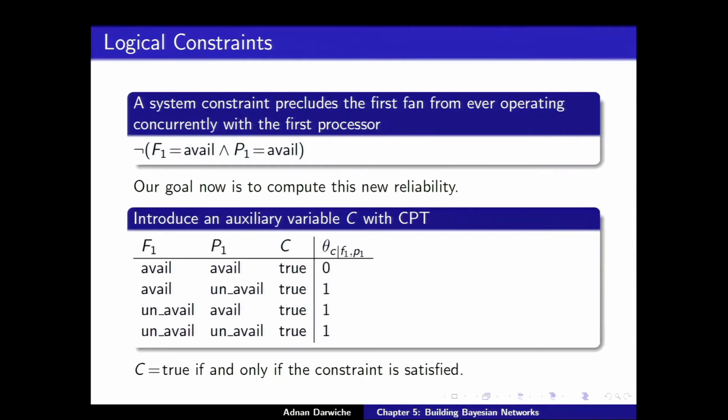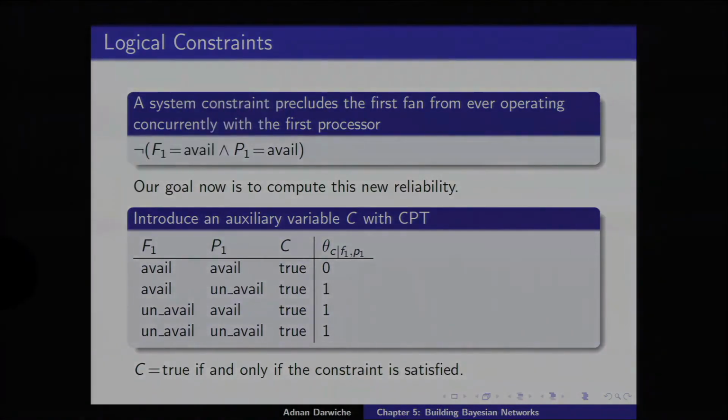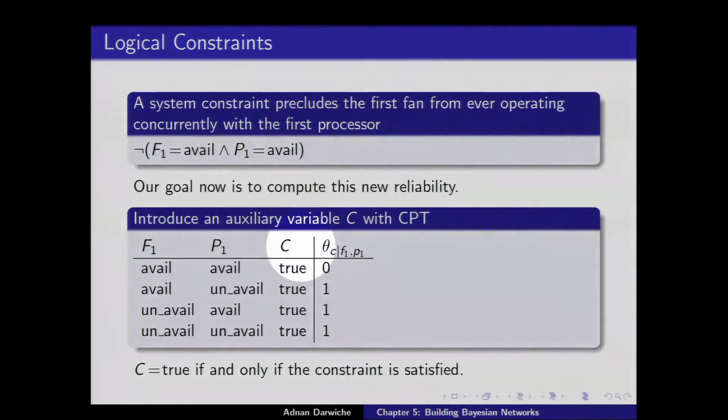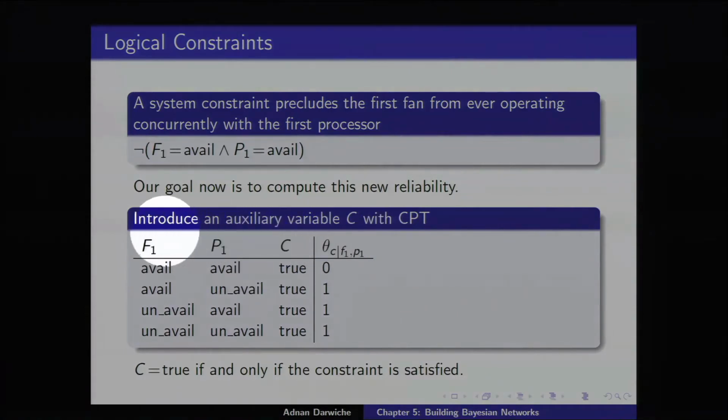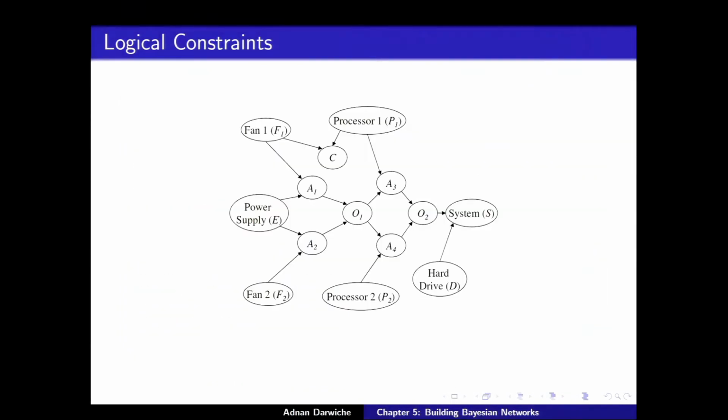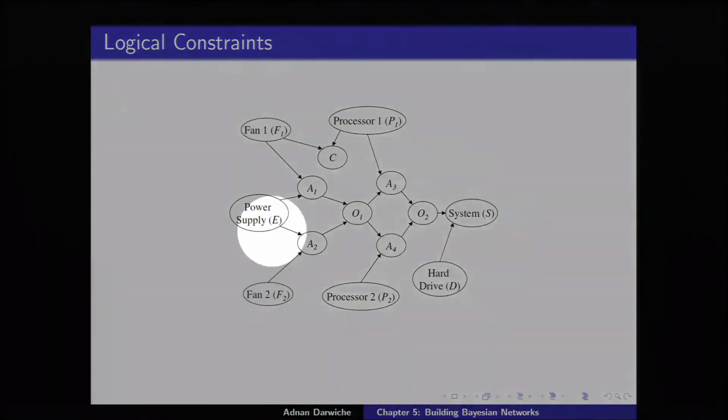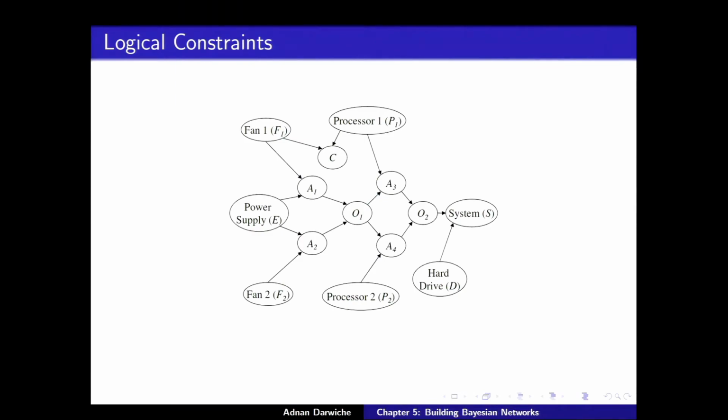And this variable, we'll call it C, and it will have these as its parents, and you set the CPT for it as expected, right? If they're both available, that's a 0. Otherwise, if one of them is not available, that's a 1, and so on. And basically assert this now and do your computations and so on.